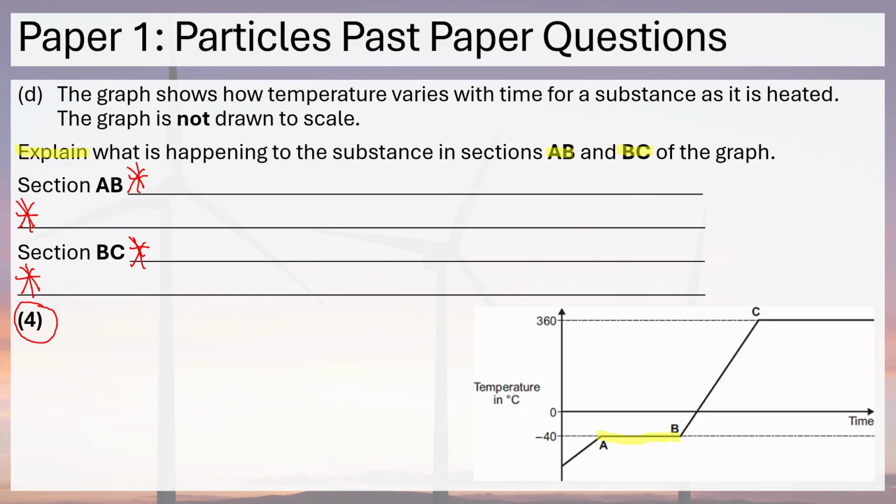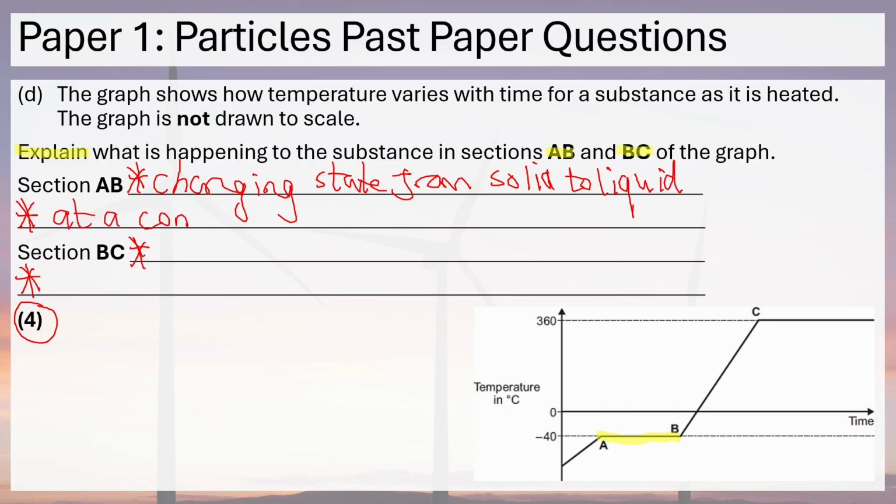So section AB, what most people correctly say is that it's changing state. So the substance is changing state from a solid to a liquid. Don't forget to say from solid to liquid because that's important. The second part is the bit people quite often forget, which is we need to comment on the fact that it is at a constant temperature. Now it's okay for you to say that the temperature isn't changing, but we need to comment on the fact that that line is flat, so therefore there's no change in temperature.